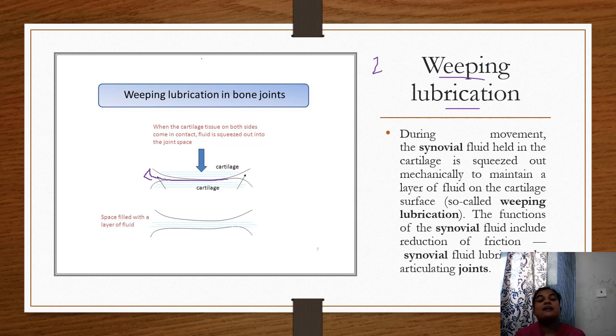In our next class we will learn about the analysis of synovial fluid, that means the physical, chemical and microscopic analysis of the synovial fluid.